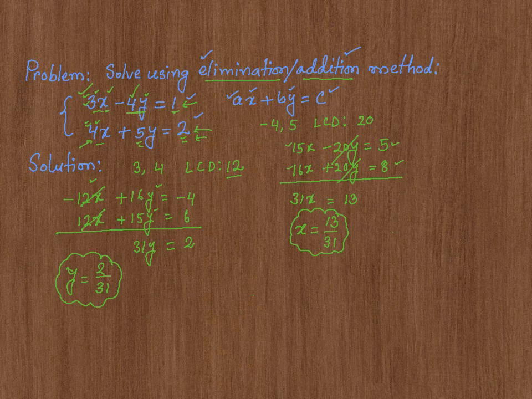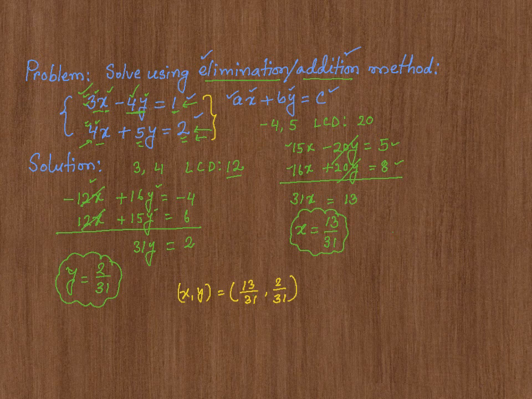So now let's put some perspective to these numbers. We found x comma y is equal to 13 over 31 comma 2 over 31. That's the solution to this given system of linear equations.